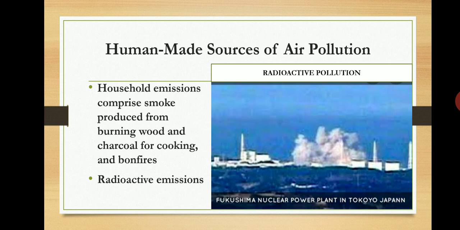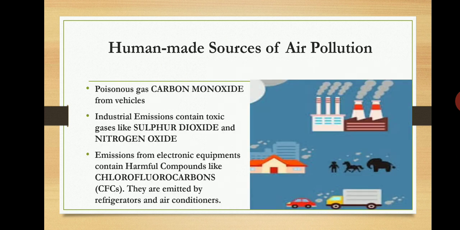And radioactive emissions. Now, what are radioactive emissions? Radioactive emissions are from nuclear power plants or nuclear weapons. Any gas or smoke that comes out of these nuclear elements is called radioactive emissions. We have a whole different topic about radioactive emissions, so we will do that later. So, let's just look at human made sources of air pollution one last time.